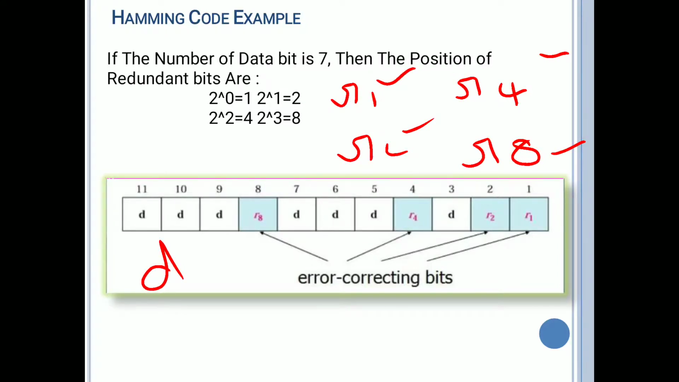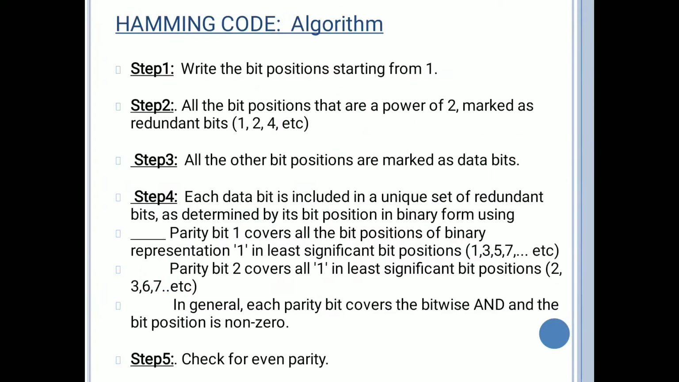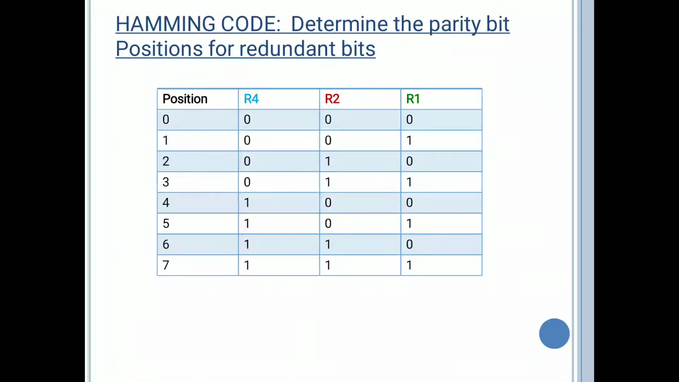How we will find R1, R2, R4 and R8 is, in step 4 we need to find the values of the redundant bits. How will we find the redundant bits? By using the even parity concept. Parity bit 1 covers all the bit positions with binary representation 1 in the least significant position: 1, 3, 5, 7, etc. How do we calculate it? By using this table. We need to determine the parity bit positions for the redundant bits.